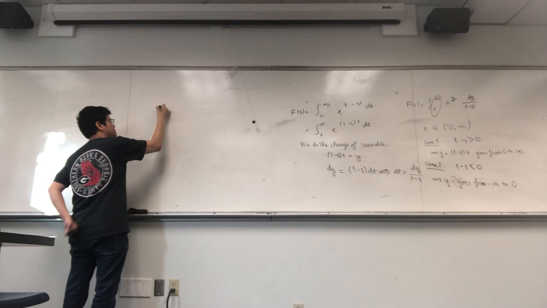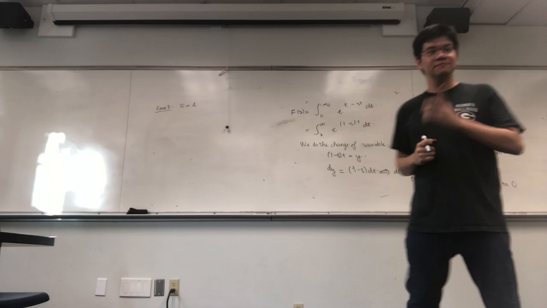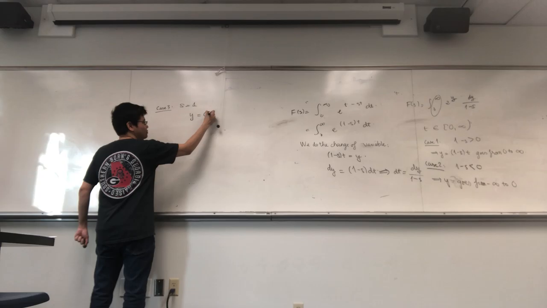So case number three, when 1 minus s is 0, what happens? y will go from 0 to 0. So y will be 0, so we cannot do the change of variable.